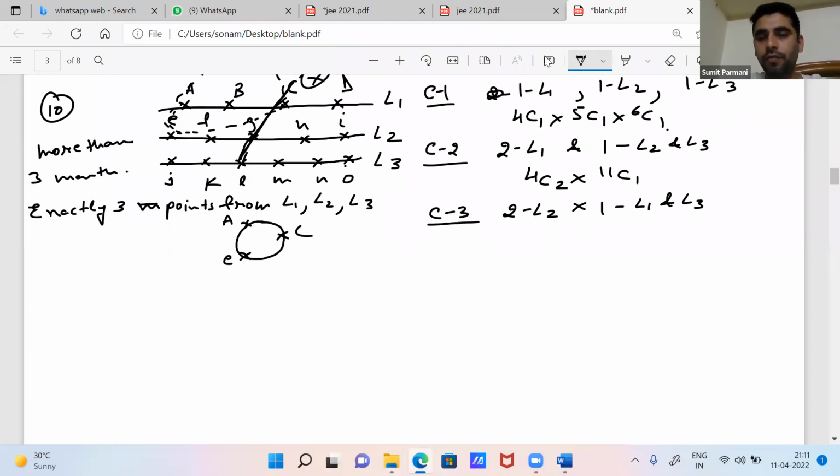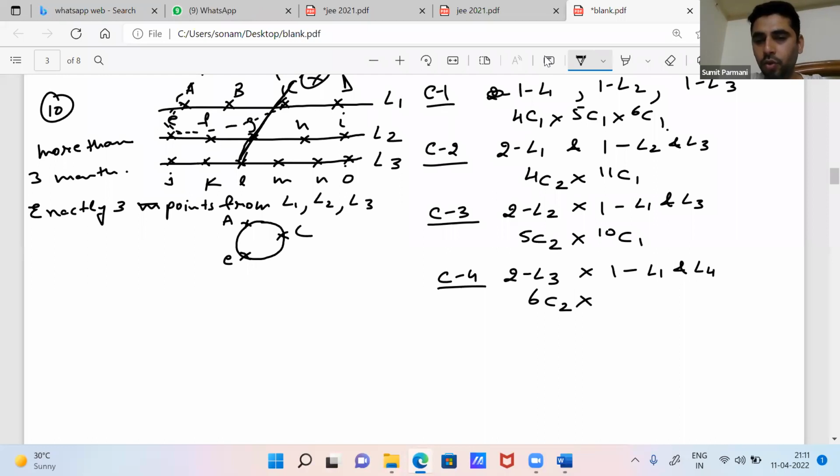This will give you 5C2 into 10C1. Case 4, we can have 2 points from L3 into 1 point from L1 and L4. So this is 6C2 into 9C1. 6 and 3, yes. So final answer is case 1 plus case 2 plus case 3 plus case 4.